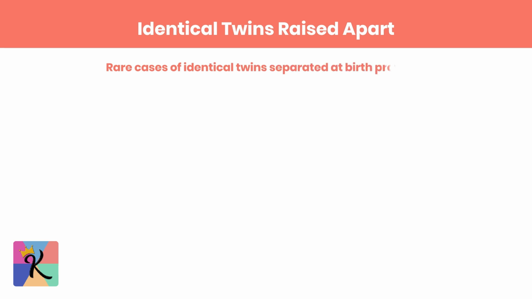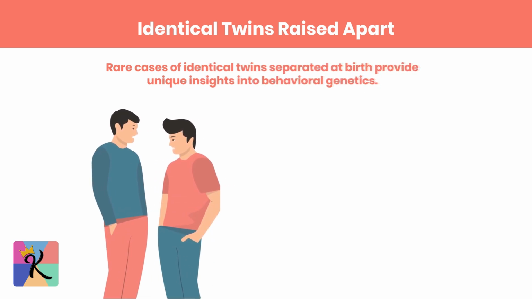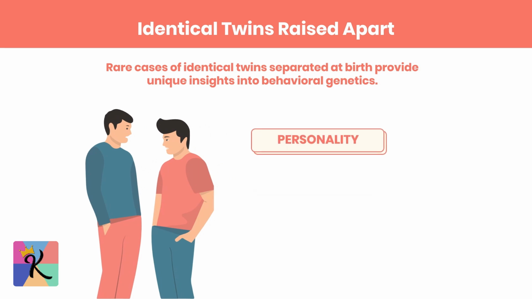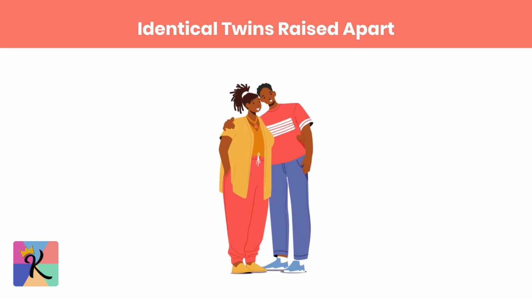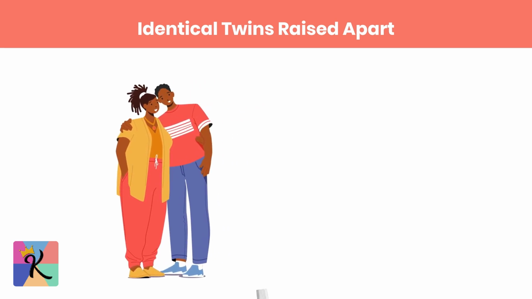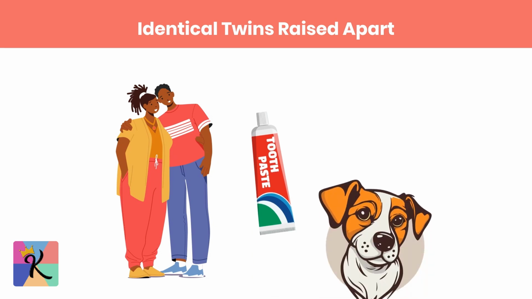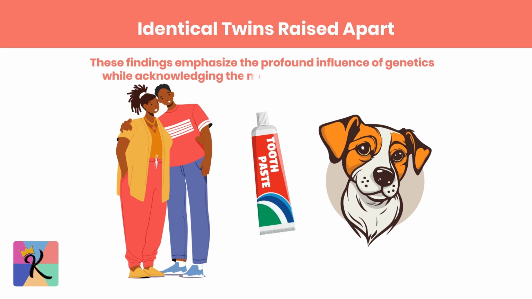Rare cases of identical twins separated at birth provide unique insights into behavioral genetics. Despite being raised in entirely different environments, these twins often exhibit striking similarities in personality, preferences, and even specific fears. One famous study found separated twins who independently developed identical habits, like preferring the same brand of toothpaste or naming their dogs the same name. These findings emphasize the profound influence of genetics while acknowledging the modifying role of environment.